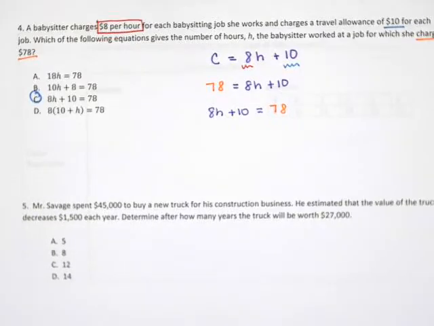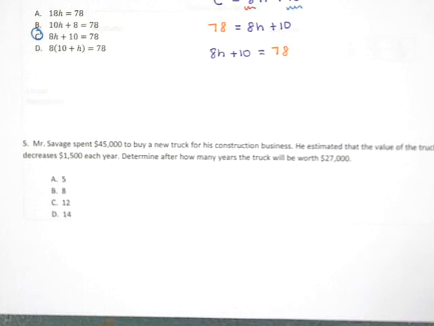Problem number 5 says, Mr. Savage spent $45,000 to buy a new truck for his construction business. He estimated that the value of the truck decreases $1,500 per year. Determine after how many years the truck will be worth $27,000. So he says here he spent $45,000 to buy a new truck and that the value decreases by $1,500 per year.